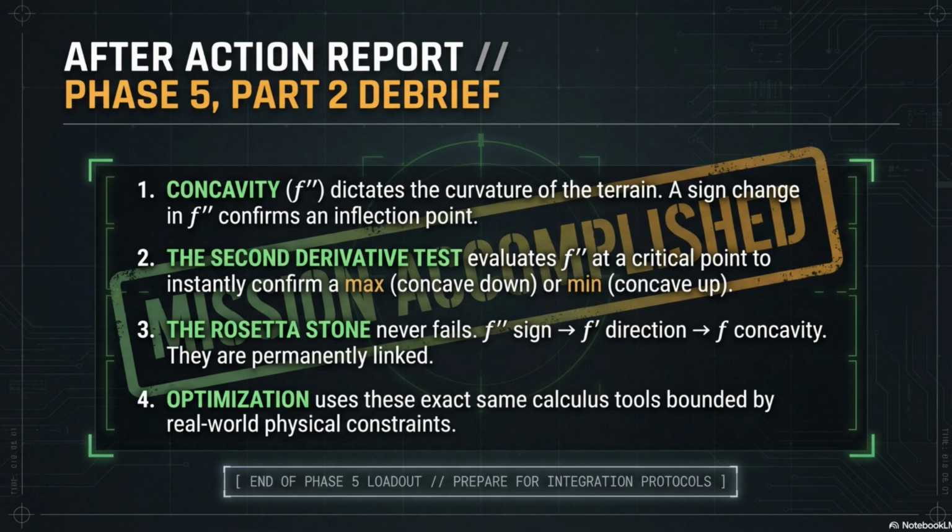Time for the after-action report. Let's debrief Phase 5, Part 2. 1. Concavity dictates the curvature of the terrain, and a sign change in f double prime confirms an inflection point. 2. The second derivative test evaluates f double prime at a critical point to instantly confirm a max or min. 3. The Rosetta Stone never fails. The sign of f double prime links to the direction of f prime, which links to the concavity of f. 4. Optimization uses these exact same calculus tools, bounded by real-world physical constraints. Unit 5 loadout is complete. Prepare for integration protocols. Status: dismissed.